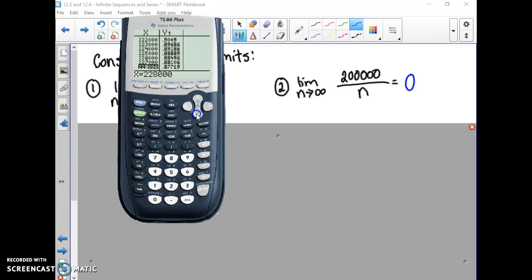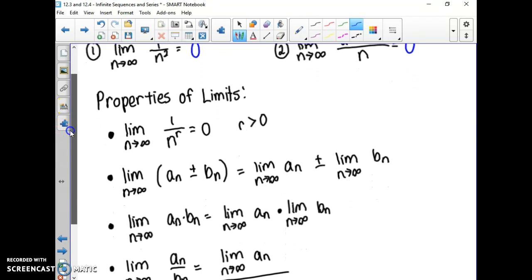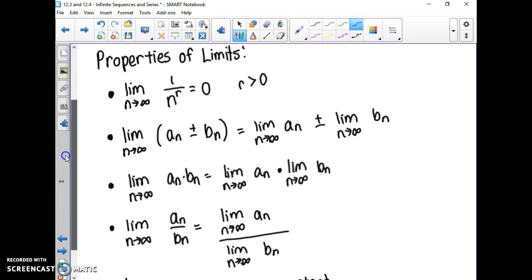Okay? So there are several properties of limits that we need to know. And I'm going to let you write those down first, and then we'll talk about what they mean.